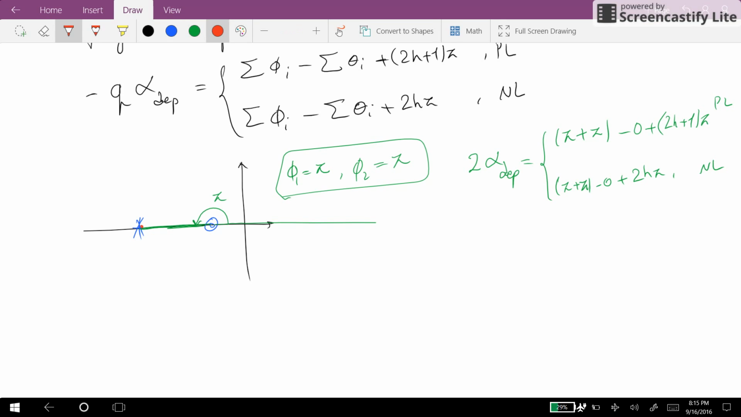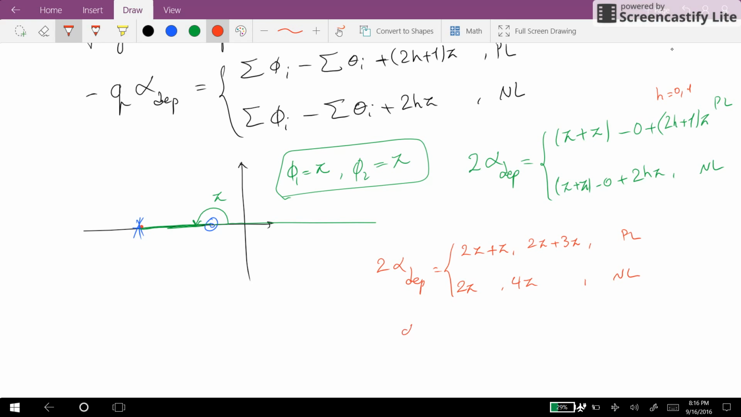Since we have two poles here, we will set h equal to 0 and 1. Therefore, we will have 2 alpha departure equal to 2 pi plus pi and 2 pi plus 3 pi for positive locus, and 2 pi and 4 pi for the negative locus.